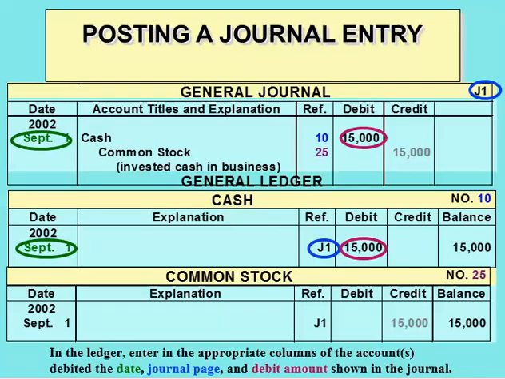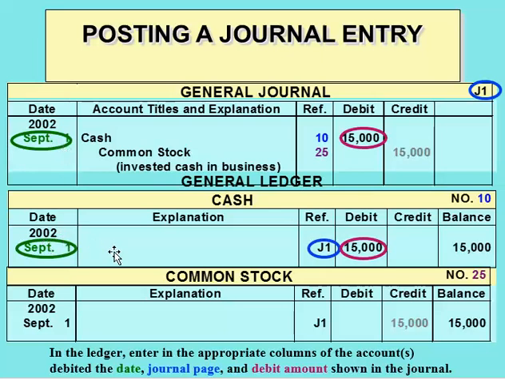So let's look at what the posting process actually looks like. We start here with a journal entry. Let's say we debited cash and credited common stock because we had an investment in the business. So that $15,000 debit to cash needs to get posted into the ledger. So we'll go to the ledger and find the cash account, and we will basically copy, it's called posting, the information into the ledger.